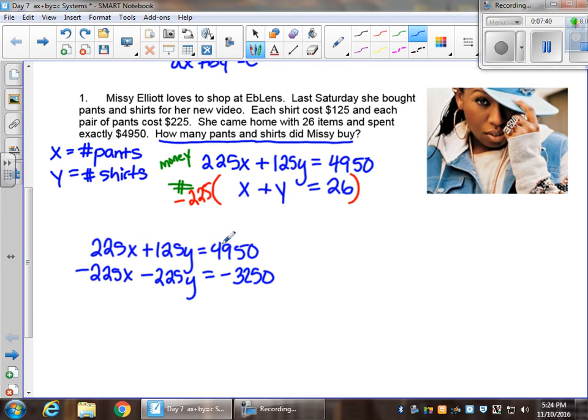Now we're ready to see what happens when we linearly combine. If we did our multiplication right, we should end up with inverses that cancel, and I do. 225x and negative 225x cancels. A positive 125 in your calculator minus 225, what do you get? I get negative 100. Negative 100y equals, and then 4,950 minus 5,850 equals negative 900.